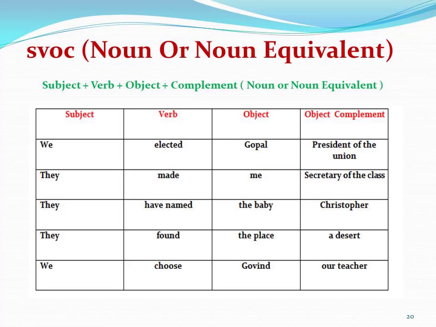We elected Gopal president of the union. They made me secretary of the class. They have named the baby Christopher. They found the place a desert. We choose Govind our teacher. In all the examples, the object complement follows the direct object only.